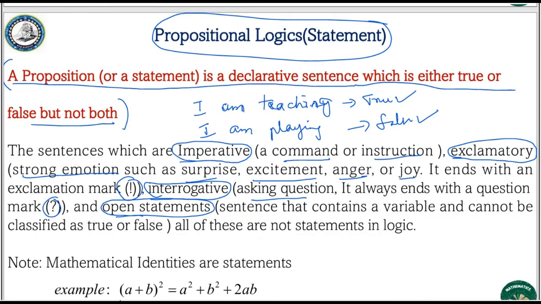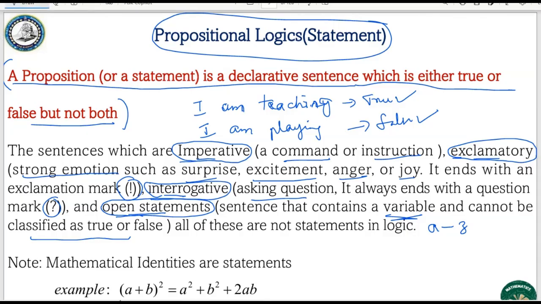Last is the open statement. A sentence that contains a variable and cannot be classified as true or false is called an open statement. X, Y, A to Z. If you use any alphabet in the statement and we are not able to justify whether it is true or false, it is called an open statement. All of these are not statements or propositions in logic. So these are the main conditions where you can identify whether a statement is a proposition or not. If it is imperative, exclamatory, interrogative, or an open statement that has variables, then apart from these, all other sentences will be propositions.